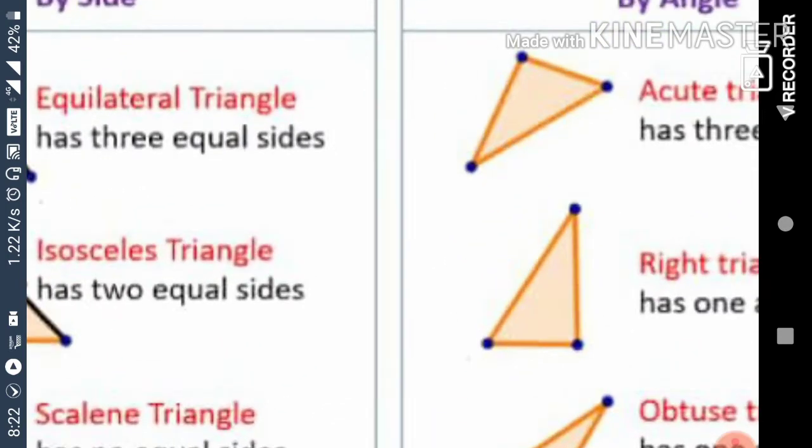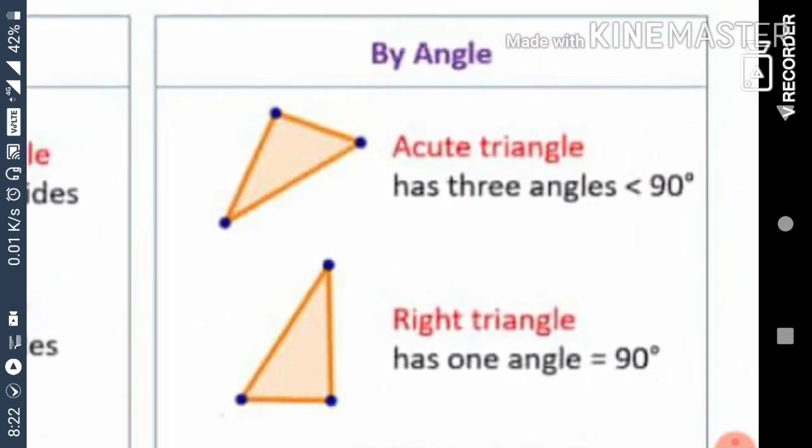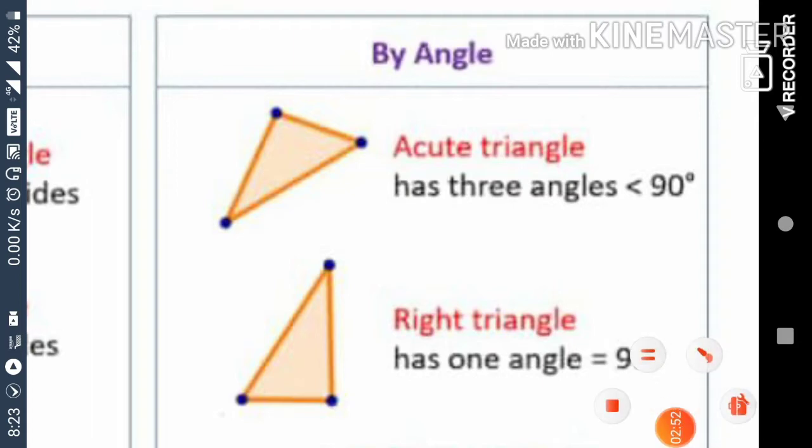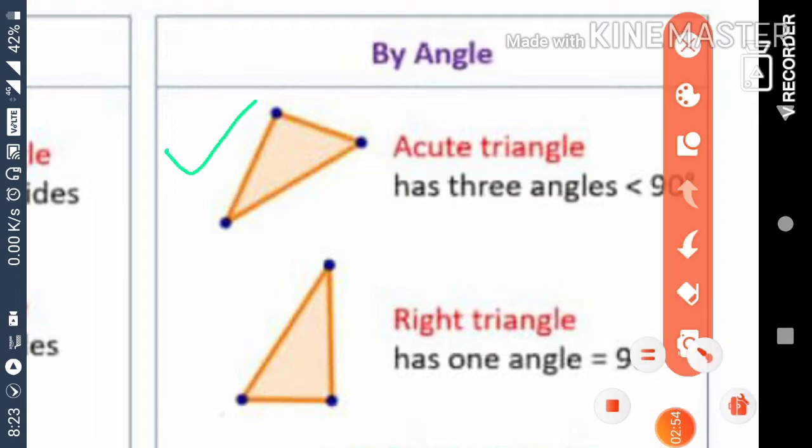Now if we talk about the basis of angle, which types of triangles are there? The first type of triangle which comes on the basis of angle is the acute angled triangle. Here it is written acute triangle, but it's better to say acute angled triangle. An acute angled triangle is that triangle where all three angles are less than 90 degrees. It means in this given triangle, maybe this angle will be less than 90, this angle will be less than 90, and this angle will be less than 90.